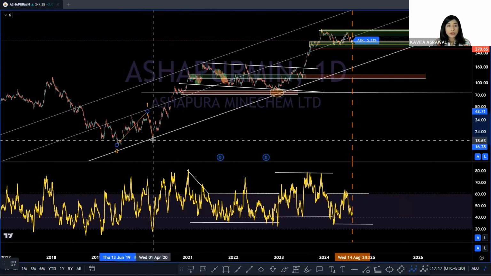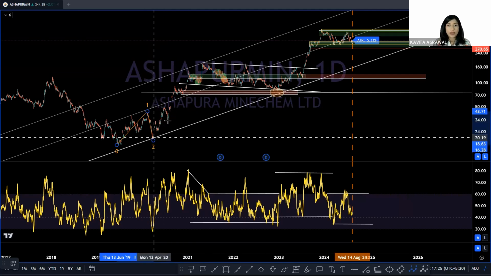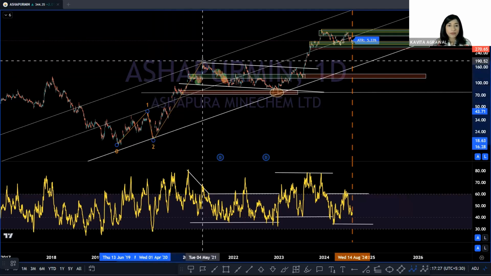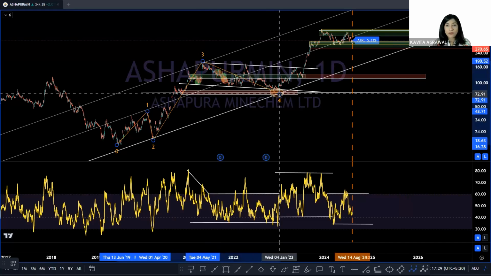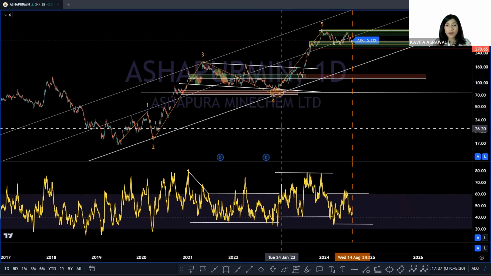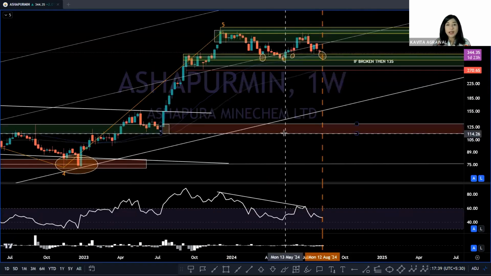And with respect to the wave 2, as long as it doesn't retrace 100% of the wave 1, it is fine. So this looks like a wave 2. This looks like a wave 3. This could be a wave 4 and this could be a wave 5. So this is as per the daily time frame.